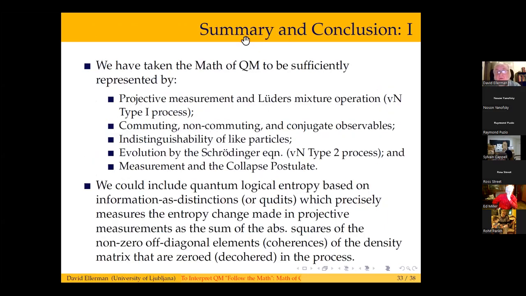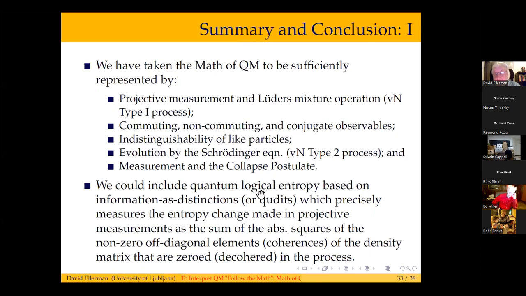So I've now covered a bunch of things from quantum math. There's more in the paper and there's more in the book, but I don't want to try to cover everything now. So we've covered projective measurement, the Luder's mixture operation. We've covered commuting, non-commuting, and conjugate observables. We've covered indistinguishability. We've covered evolution by the Schrödinger equation, measurement, and the collapse hypothesis.